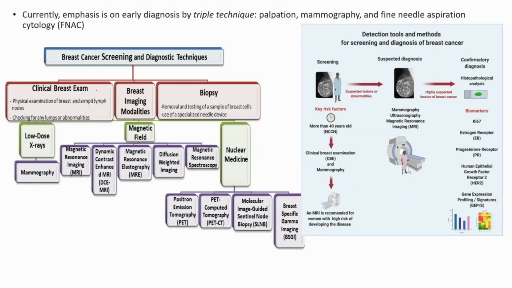Now we see the diagnosis. First, clinical examination should be done: physical examination, palpation, and so on. Always remember there is one technique called the triple technique in breast cancer. In the triple technique, first palpation is done. If you identify some abnormality, we go with mammography. And in mammography, if you find any abnormalities, fine needle aspiration or biopsy should be done. Then if there is some identification, we diagnose the patient as breast cancer, and based on morphology, location, and metastasis, we categorize them into different types. So clinical breast examination, breast imaging, MRI, CT, X-ray, and biopsy should all be done.